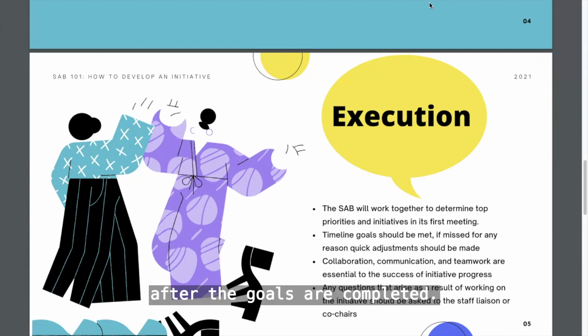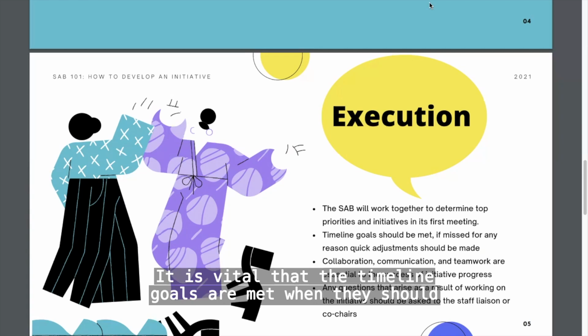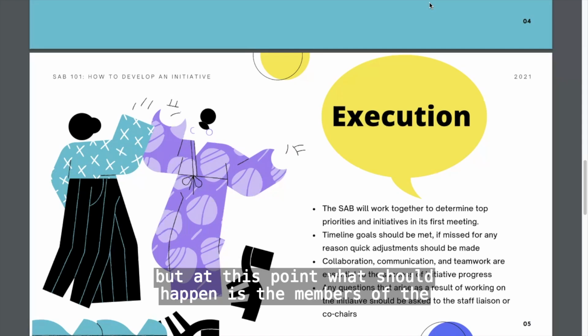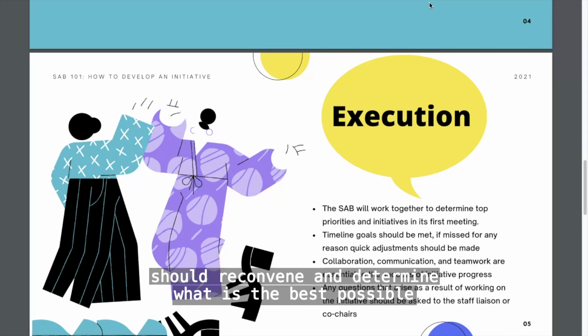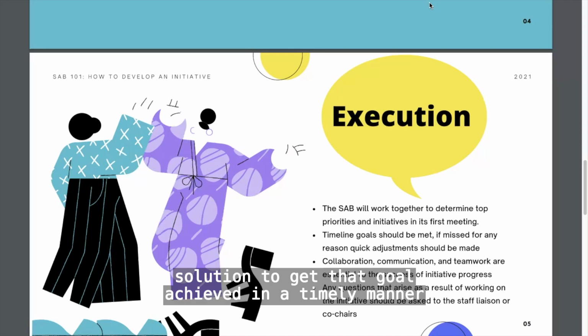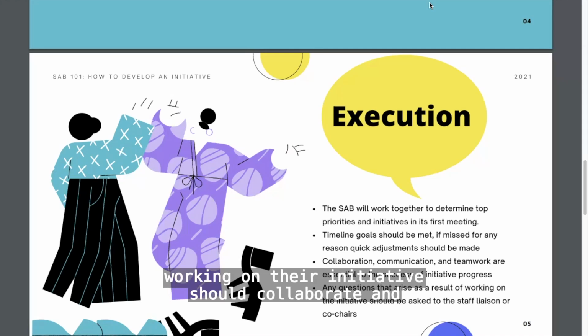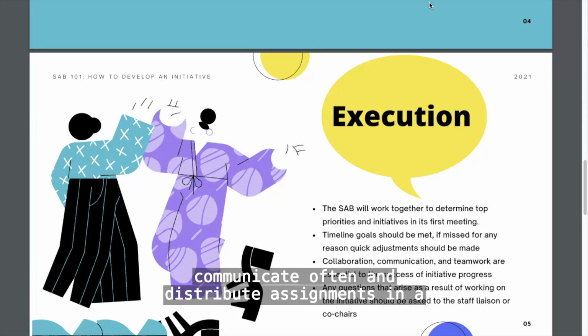After the goals are completed, it is vital that the timeline goals are met when they should be. And if for any reason a timeline goal is missed, it is definitely okay. Stuff happens, things come up. But at this point, the members of the initiatives should reconvene and determine the best possible solution to get that goal achieved in a timely manner. For optimum performance, SAB members working on their initiatives should collaborate and communicate often and distribute assignments in a way that teamwork will help complete the goals.